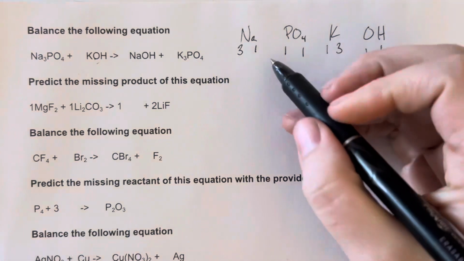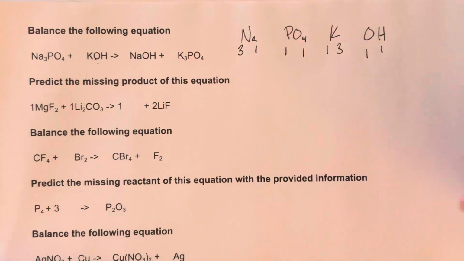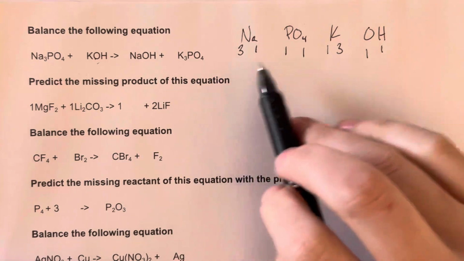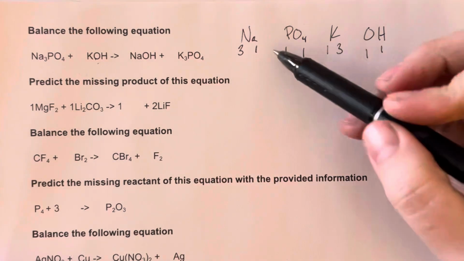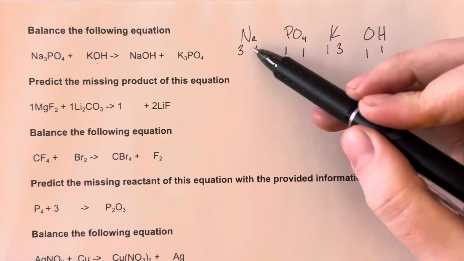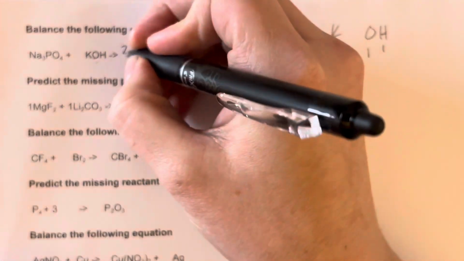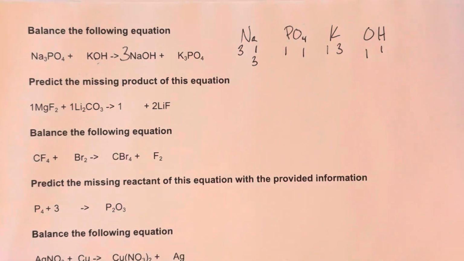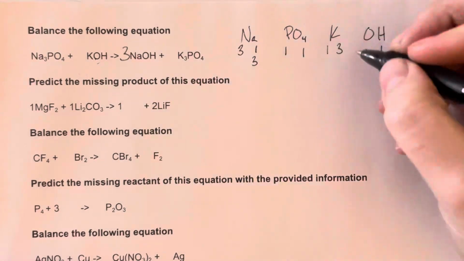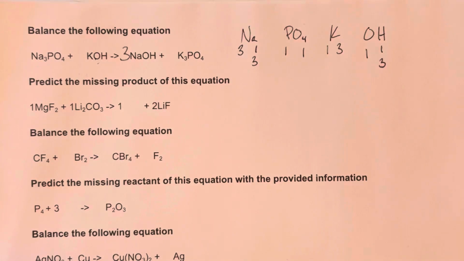Sodium and potassium are both metals, and so they would come first in MINHO, so I get to just pick which one I want to go ahead and balance. Since I wrote sodium first, I'm going to balance sodium first. I have 1 on the right-hand side, I want 3, so I'm going to go ahead and add a 3 coefficient here. That changes my sodium count to 3, but it also changes my hydroxide count on the right-hand side to 3.